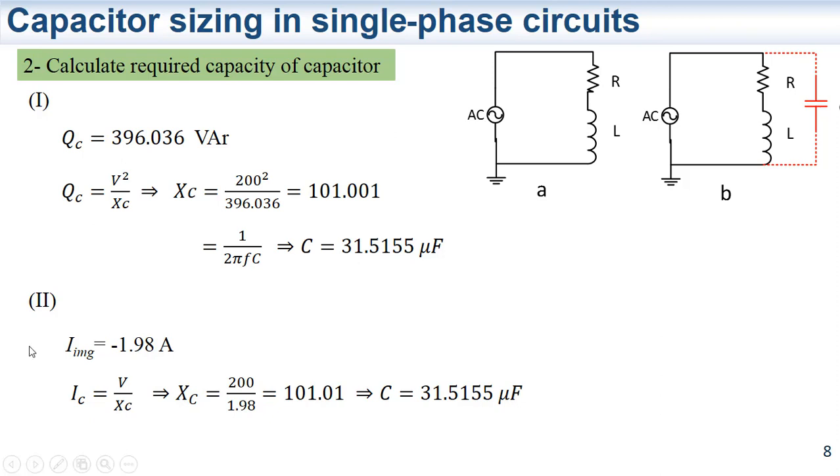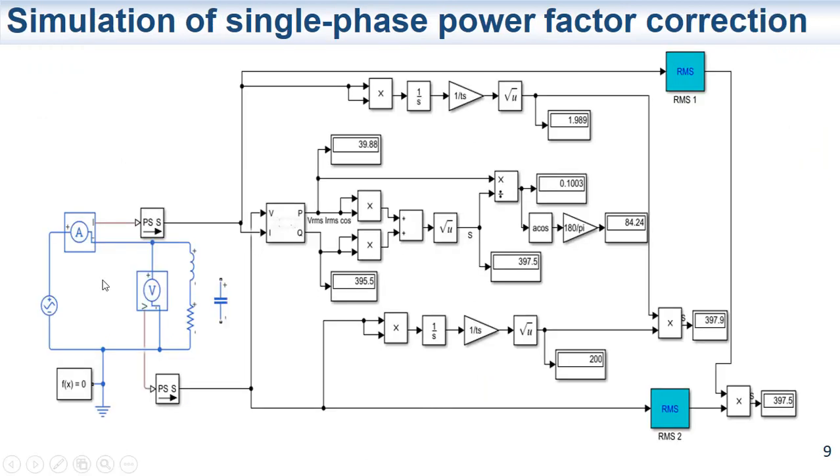31.5 microfarad. If we use the current, and in this case we are trying to push the imaginary part to 0, and again using the voltage, we find that the impedance of the capacitor will be 101 ohm, or the capacitor value will be 31 microfarad. I won't go into details here because I'm going to build it.